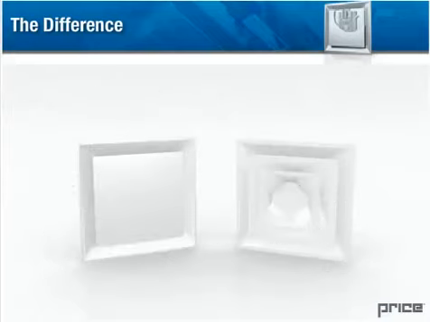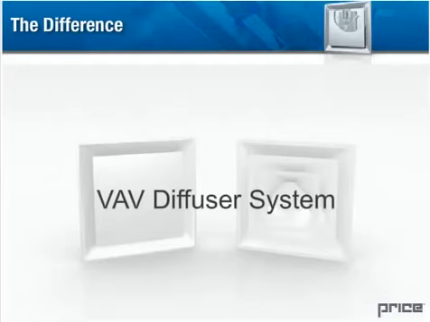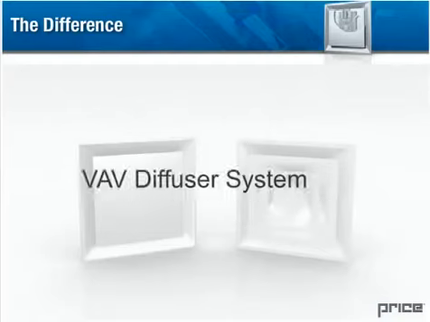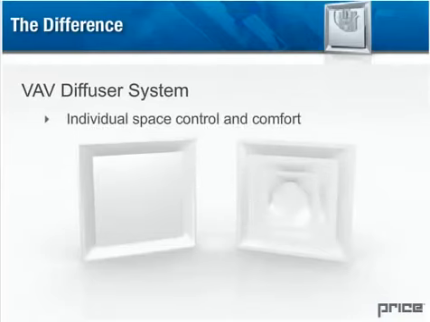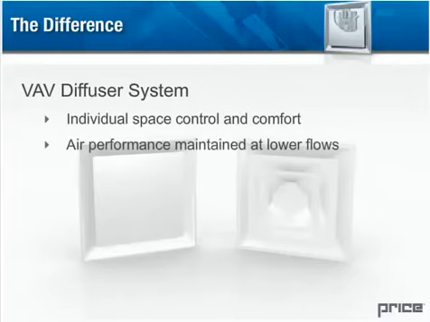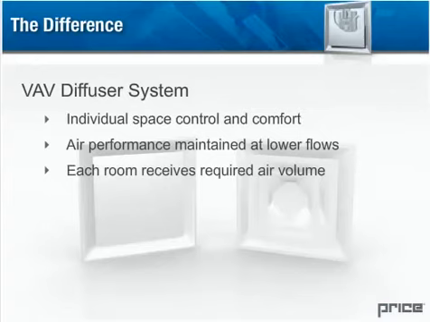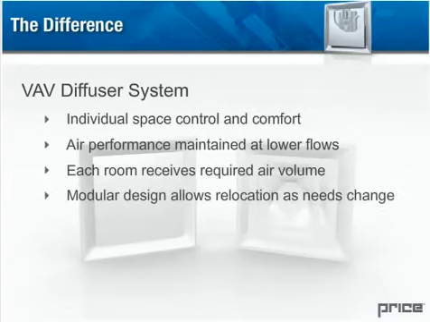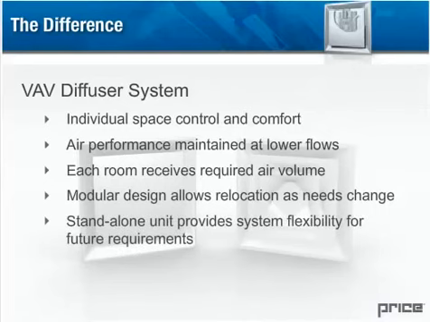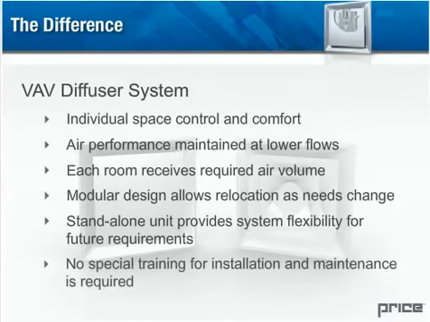Now, here are some characteristics of a VAV diffuser system using Price Varitherm diffusers. Individual space control and comfort. Air performance maintained at lower flows. Each room receives required air volume. Modular design allows relocation as needs change. Standalone unit provides system flexibility for future requirements. No special training for installation and maintenance is required.